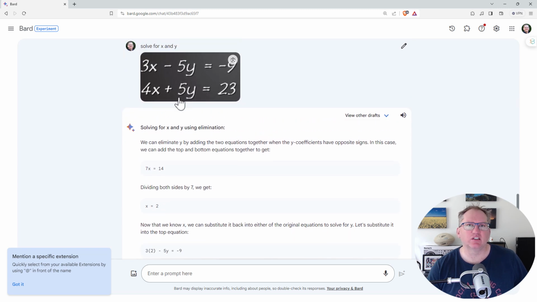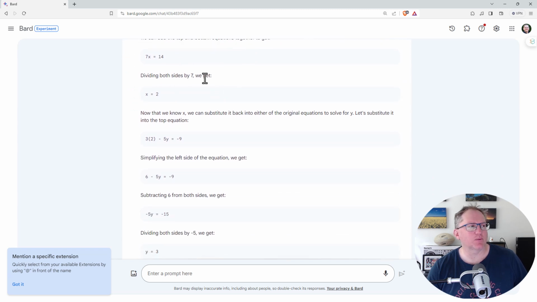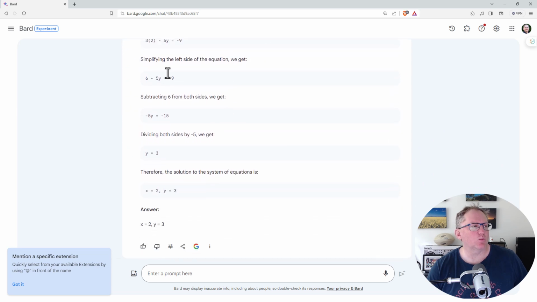Simultaneous equations, so we've got an x and a y that we're trying to find, and it works its way through. It gives us explanations step by step of doing the solving. Admittedly, this is a fairly simple one to solve by elimination. We add the two together, the 5 y's cancel out. So did give it a slightly simple one, I guess, but it does work through step by step, explaining what it did, ending up with x equals 2, y equals 3, which is the correct answer.